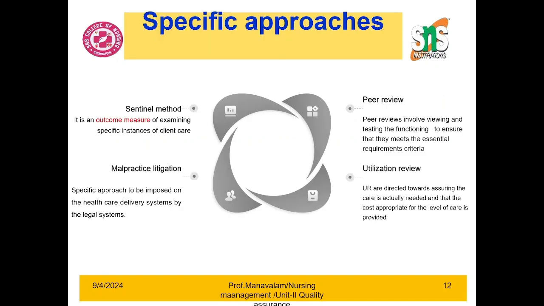Next, move on to the specific approaches. It has four components in it: peer review, utilization review, sentinel method, malpractice litigation. Peer reviews involve reviewing and testing the functioning of nurses or any goods or any instruments to ensure that they meet the essential requirement criteria. It is done by the co-workers.